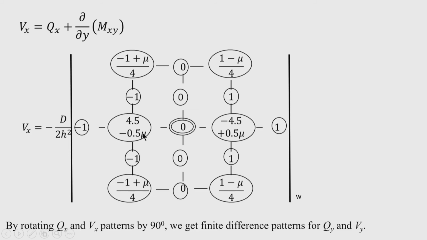Okay. Now, by rotating the Qx and Vx pattern by 90 degrees. Now, this thing we have obtained by pattern operation, okay, but if you rotate it by 90 degrees you will get this Qy and Vy. So, it is easily obtained by rotating this stencil by 90 degrees. Okay. Let us come to the boundary conditions.